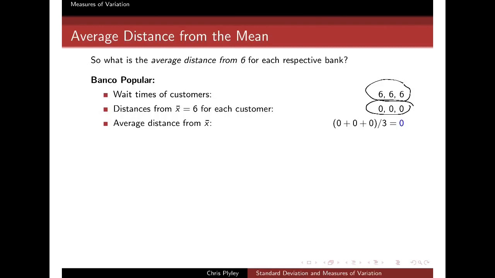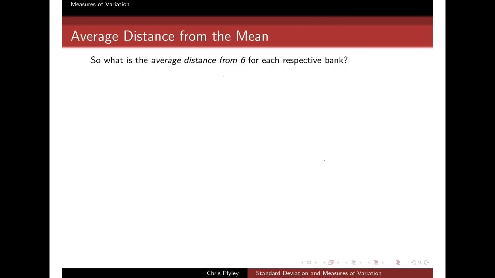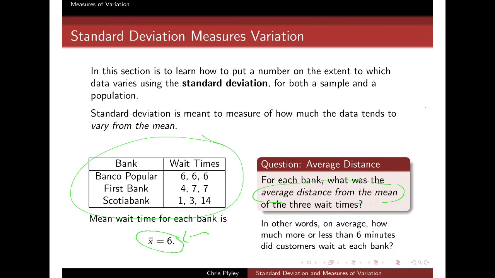So what about the other two banks? Can you finish them? I'll give you a chance to do them now. What is the average distance from 6 for the customers in Scotia and First Bank?